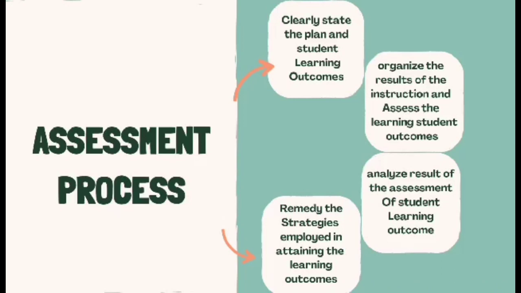Assessment flow consists first of clearly stating the plan and student learning outcomes. The plan is to use project-based assessment and peer evaluation to assess student learning in a social studies unit on an Asian civilization. Next is to organize results of the instruction and assess the student learning outcomes. After, followed by analyzing results of the assessment of student learning outcomes.